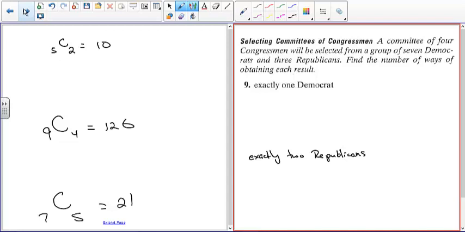Okay, so let's just look at another committee problem here. And I put a problem like this on the test involving congressmen. So it says a committee of 4 congressmen will be selected from a group of 7 Democrats and 3 Republicans. Find the number of ways of obtaining each result. So it's asking how many different committees can I get if I have exactly 1 Democrat.